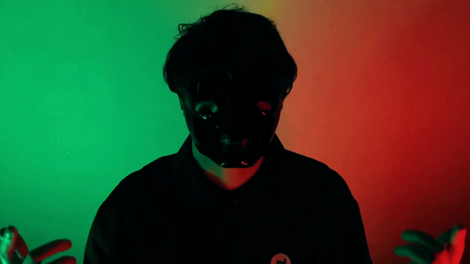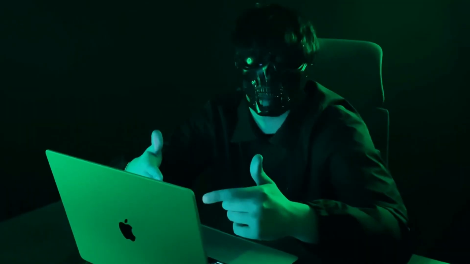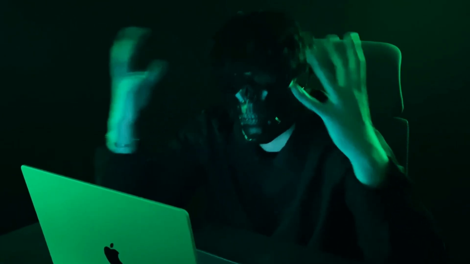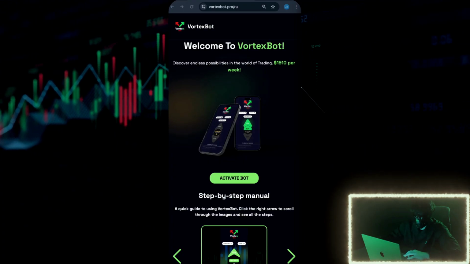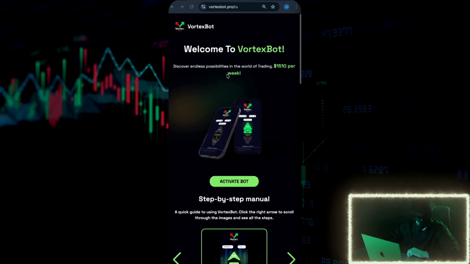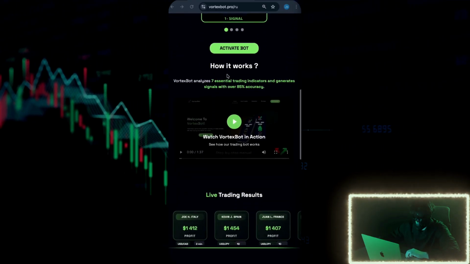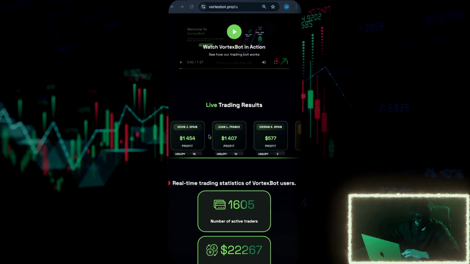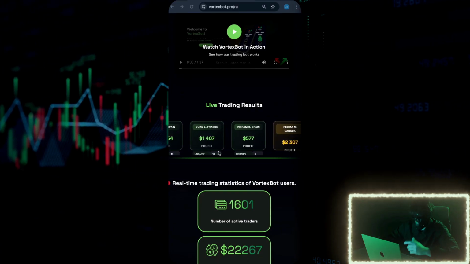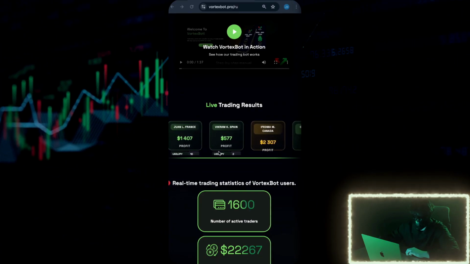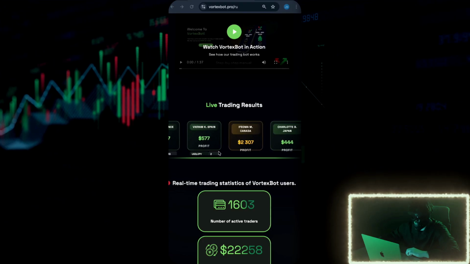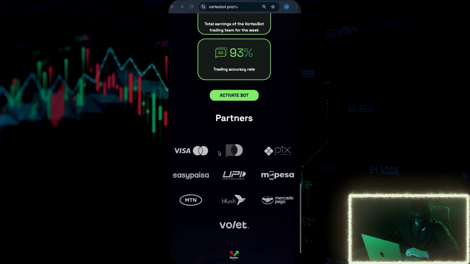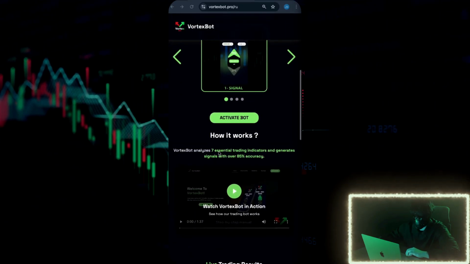Well, let's get started. So guys, let's go ahead and start trading together. But before we do that, I want to take a moment to show you exactly how my VORTEX bot actually works. So as we can clearly see on the main page, we have the option to activate the bot. We also have a helpful video tutorial available on how the bot works. There's a list of active traders who are trading in real time. So as we can see, people are actually making money with this bot. There's also a list of active participants and partners we work with.